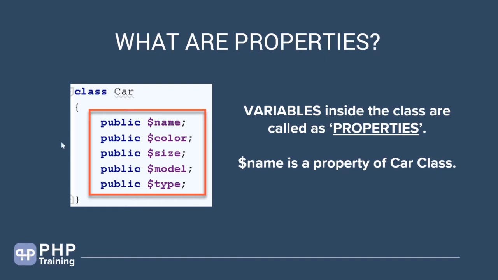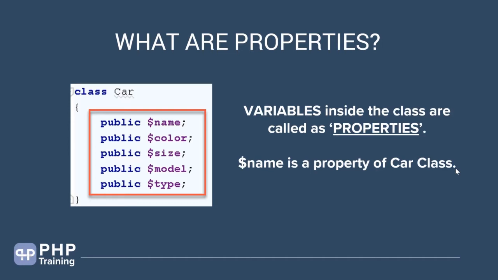The $name is basically called a property of a class. That's how you read it. You don't say $name variable. That's a wrong notation and a wrong way of speaking in OOPS. If you have understood OOPS correctly, then you should say $name is a property of the car class. This is how you should speak in terms of OOPS.